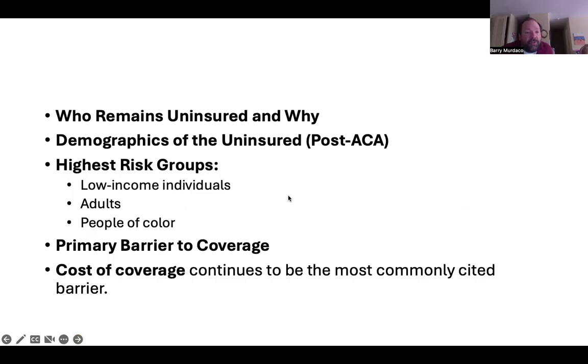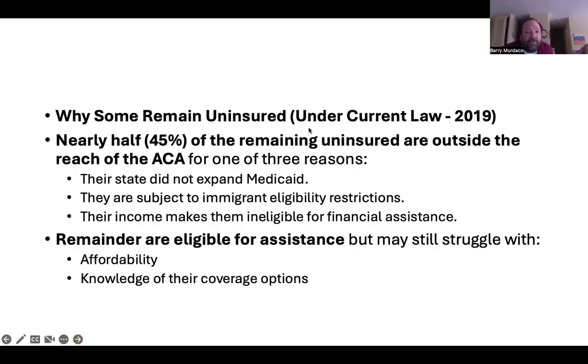Highest risk groups, low income individuals, adults, people of color. Primary barrier to coverage, cost of coverage continues to be the most commonly cited barrier. Why some remain uninsured under current law. Nearly half of the remaining uninsured are outside the reach of the ACA for one of three reasons.